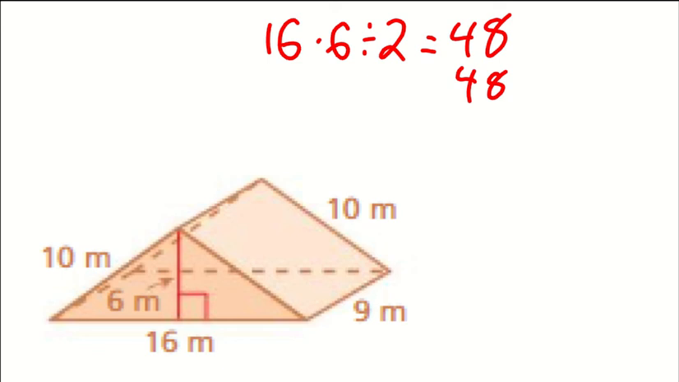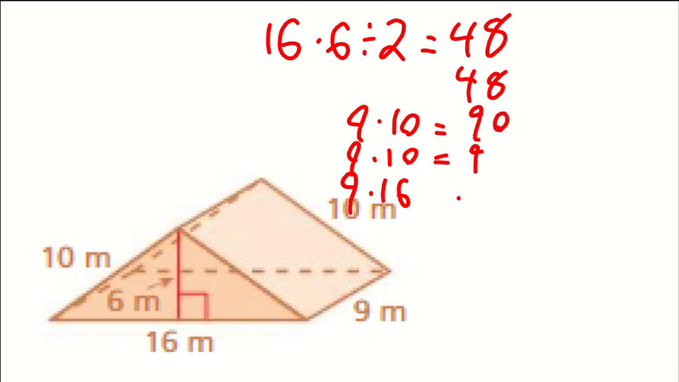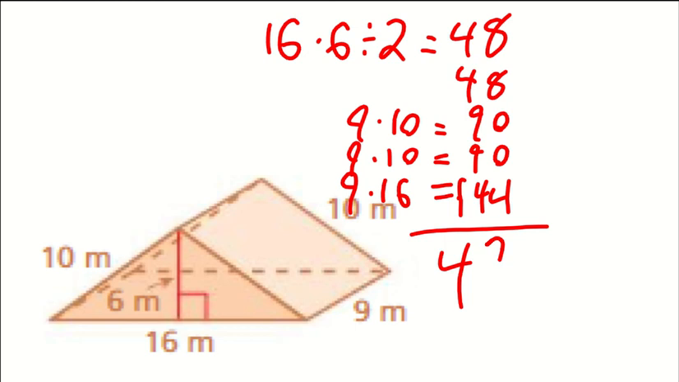Now, what number's connecting the two triangles? The 9. The 9's not part of the triangles, so all 3 rectangles are going to use the 9. Then we use the 3 sides of the triangles. Well, we got a 10, and a 16. 9 times 10 is 90. 9 times 16, 144, right? And then we add them up. Okay? Any questions on that?